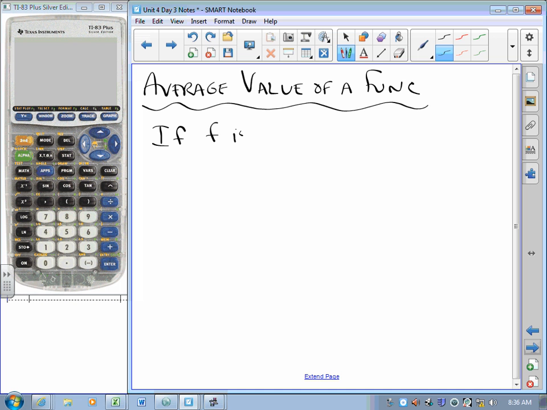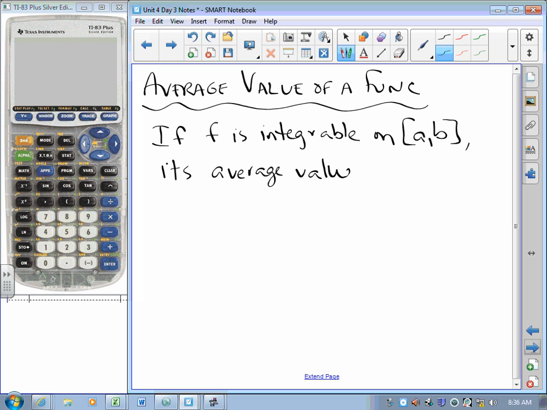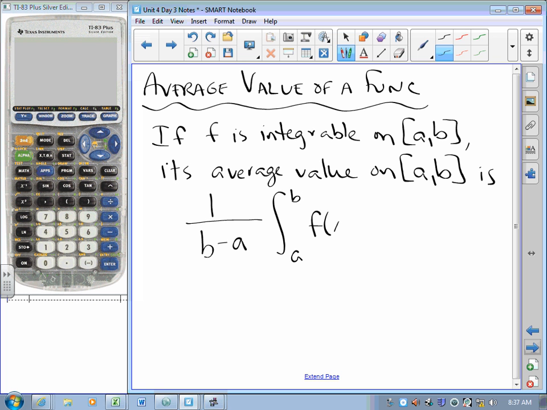If f is integrable on [a, b], its average value on [a, b] is 1 over b minus a times the integral from a to b of f of x dx.